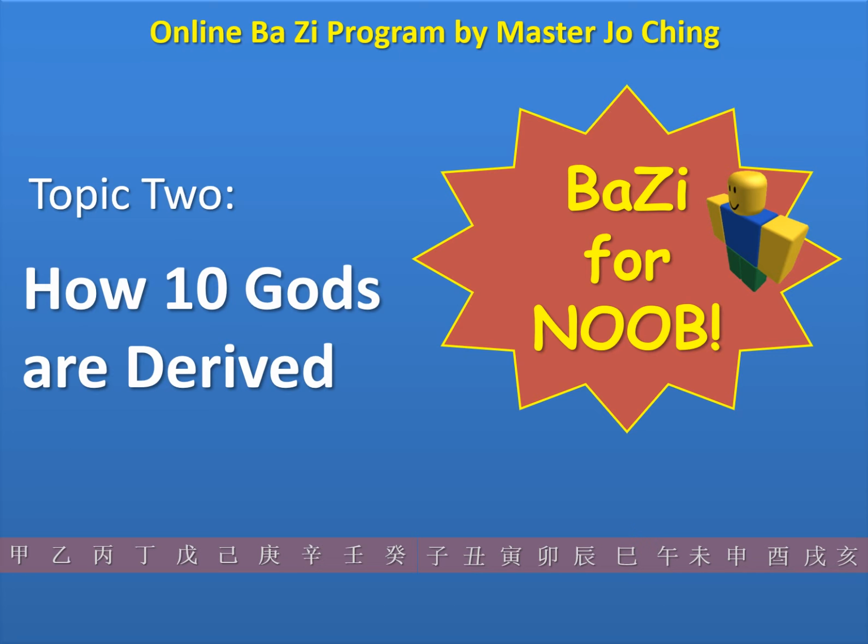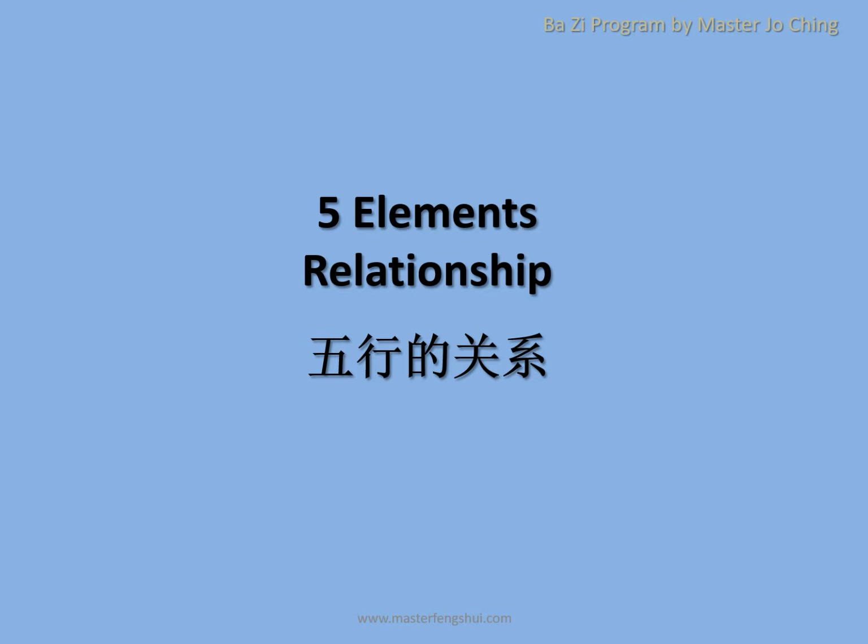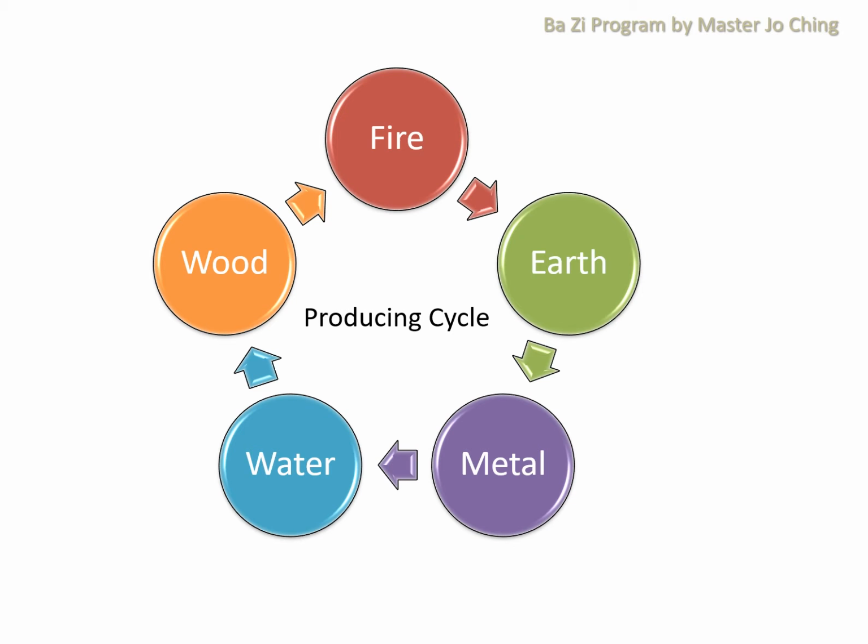In topic 2 today, I'm going to talk about how the 10 gods are derived. Before that, we should look at the 5 elements interaction or relationship. Let me begin with using fire as the reference point. In this instance, it is known as a producing cycle.